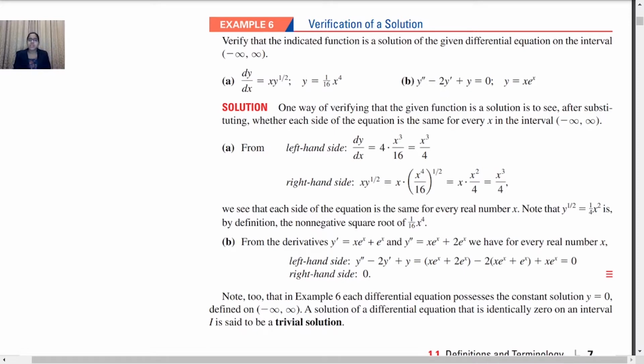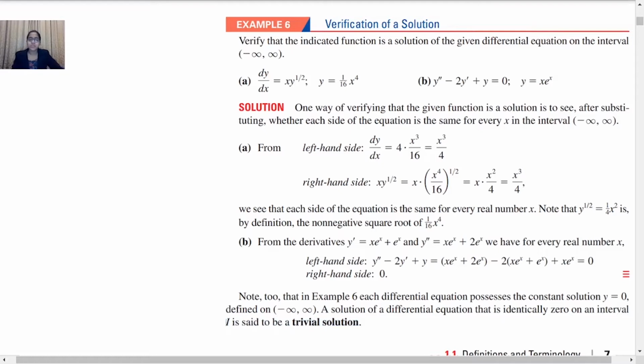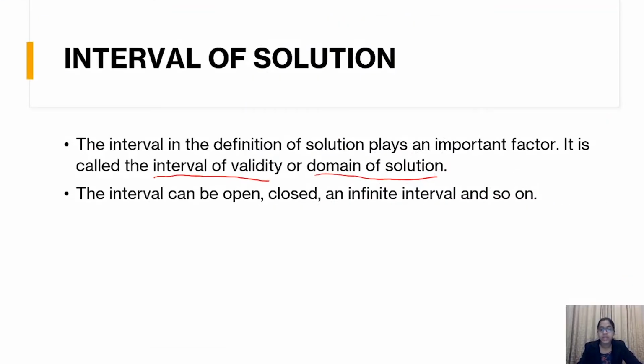So y equal to 0 is actually a solution which is defined on any interval, and that is called a trivial solution. So keep in mind what is meant by trivial solution. The trivial solution is nothing but the solution y is equal to 0. So that is how we can verify the solution and check whether the given function is a solution or not. And the function must also be continuous in the particular given interval.